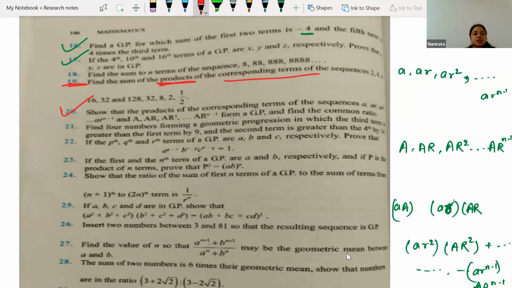Now the next question says find four numbers forming a geometric progression in which the third term is greater than the first term by 9 and the second term is greater than the fourth term by 18.